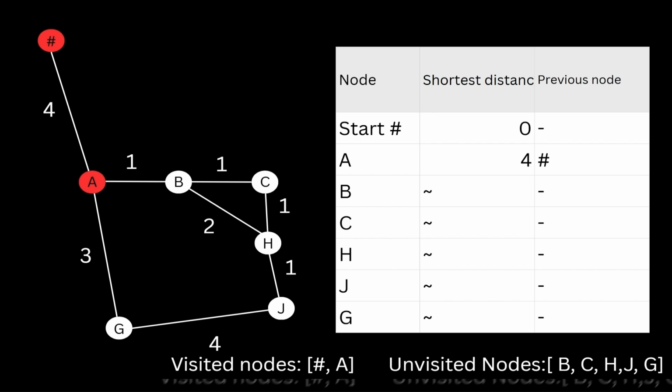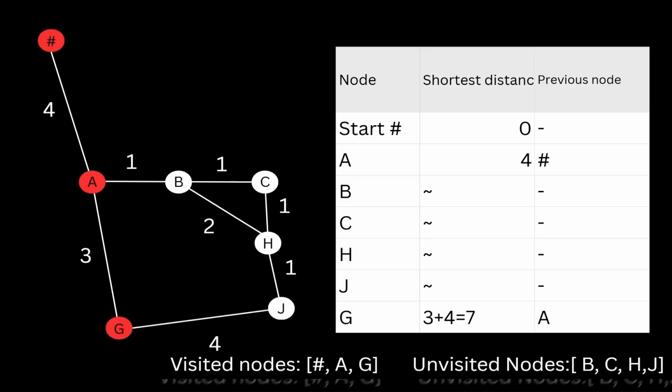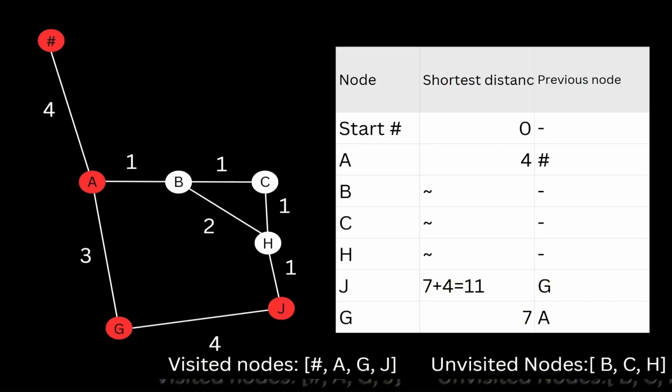Now we can either go to G or B, but let's go to G first. To go to G, we're going to add the weights of the two edges to go from start to A and then A to G, which will give us 7. Now to go to J, it will give us 4 with the previous node recorded as G. Now, is there a shorter path to get to J?